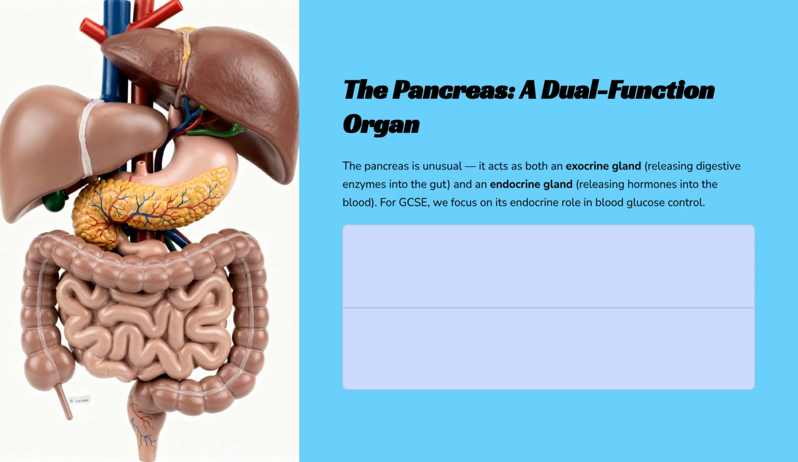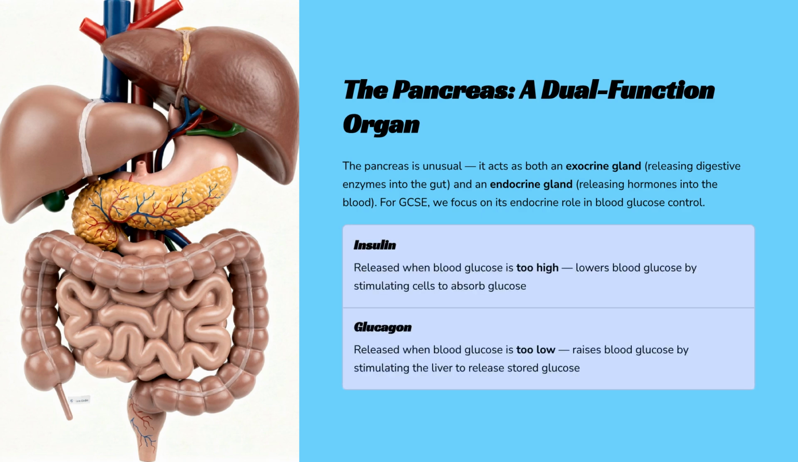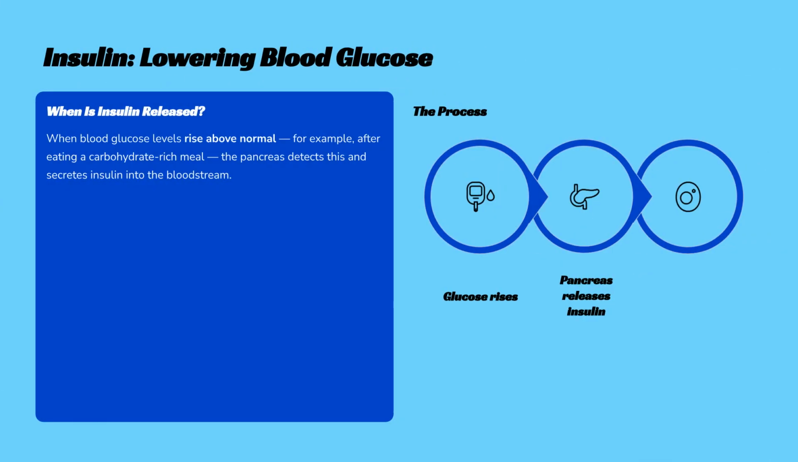The pancreas is a dual-function organ, acting as both an exocrine and endocrine gland. Its endocrine role is in blood glucose control, releasing insulin when glucose is too high and glucagon when it is too low. Insulin is released when blood glucose rises above normal, like after a meal.